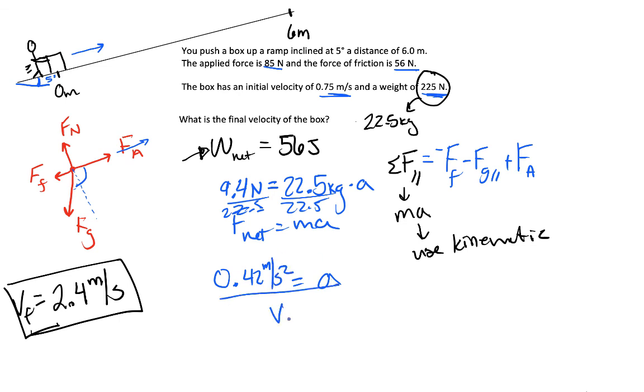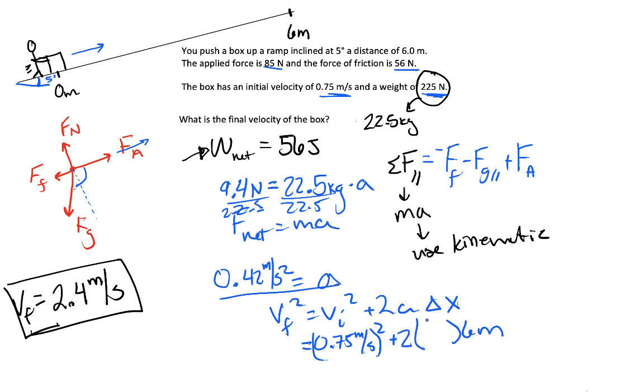Then we can use this equation: velocity final squared is velocity initial squared plus 2a delta x, this is our change in position, remember, of 6 meters. So our initial velocity is 0.75 meters per second, squared, plus 2 times 0.42 meters per second squared, times 6 meters. And so we plug this into our calculator, and we actually get the same answer here. 5.6 meters squared per second squared is our final velocity squared. Square root both sides, and you end up with the same velocity.